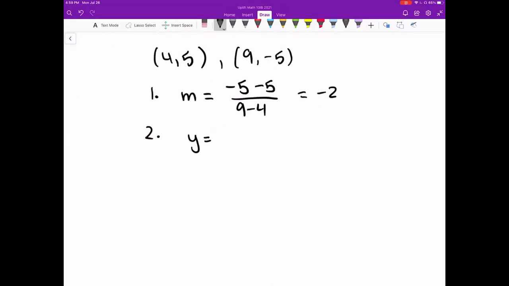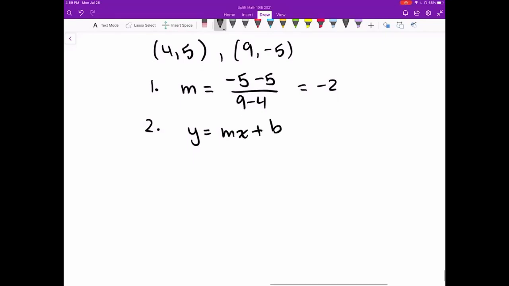-2x. Yeah, but the thing is, we don't know what b is, so we can't use that equation. No, because we know 2 points. We could just put those points inside of the equation and find b. Oh, okay. So I think this is a better method then. Yes. Okay. Yeah, mx plus b, so y = -2x plus b.